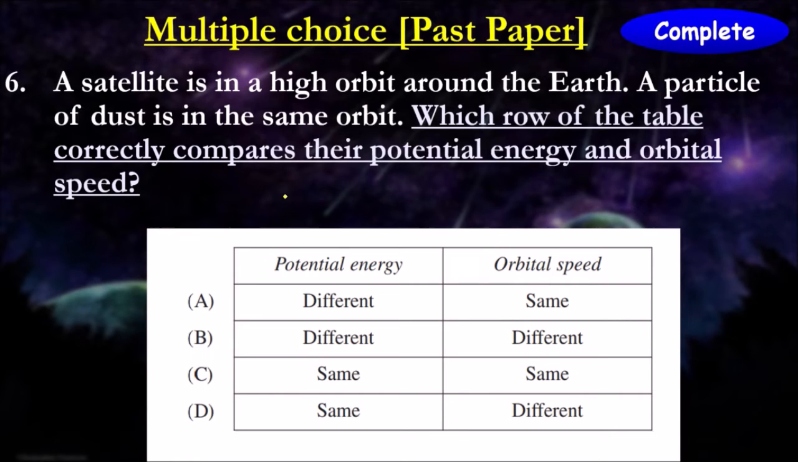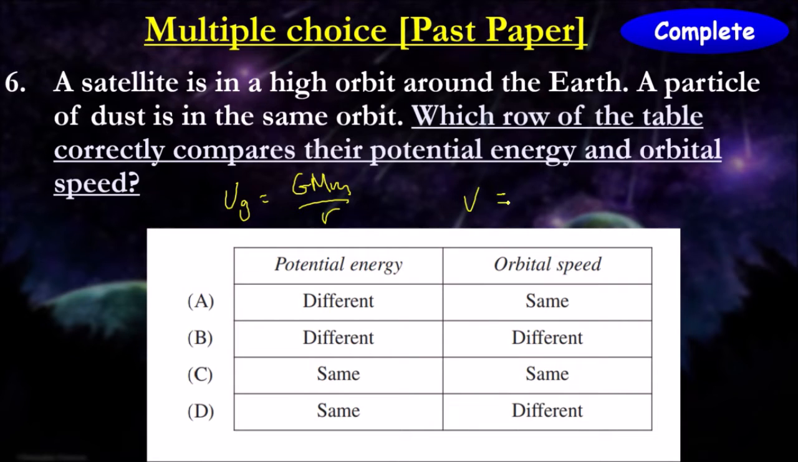Okay, so if we have a look at gravitational potential, obviously you can pause the video here if you would like to have a go, but if not, I'll be explaining the answer here. Gravitational potential, the formula is like so. Big M is the mass of the Earth, little m is the mass of the satellite or the mass of the dust. So if a satellite and dust are of different mass, that means they have to be different in potential energy. So A or B would be correct in this case, but we haven't looked at orbital speed.